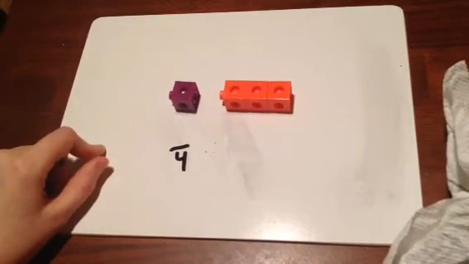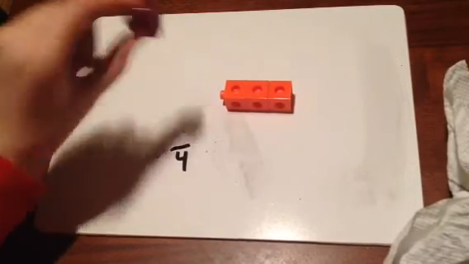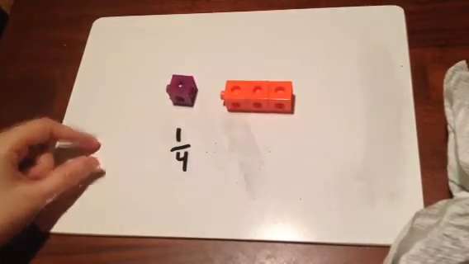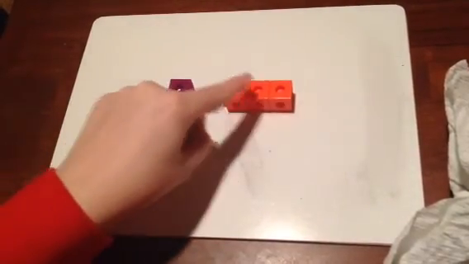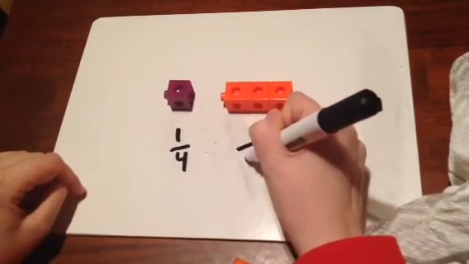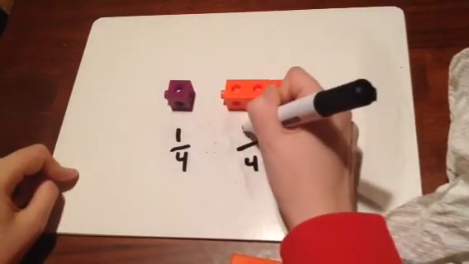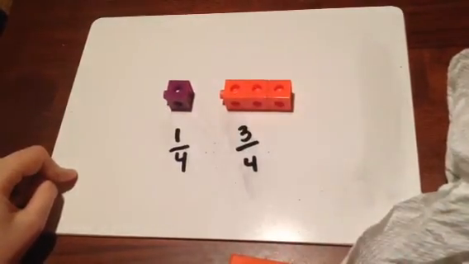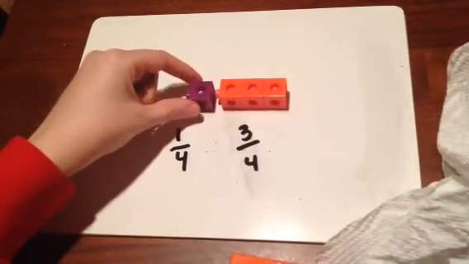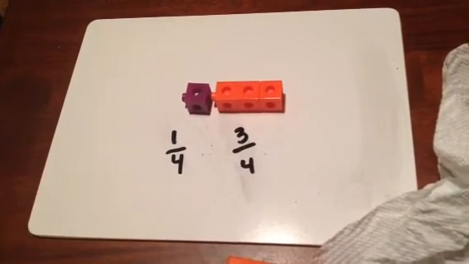To find out my numerator, I will count how many of each color I have. For the purple, I only have 1. So I will write 1. For the orange, I have 1, 2, 3. So again, I will write 4 because I know I have 4 equal parts, but yet I only have 3 orange. So now I know that 1/4 of this group is purple and 3/4 of this group are orange.